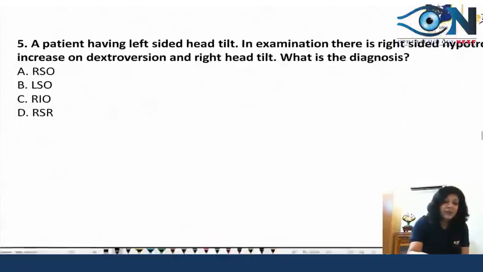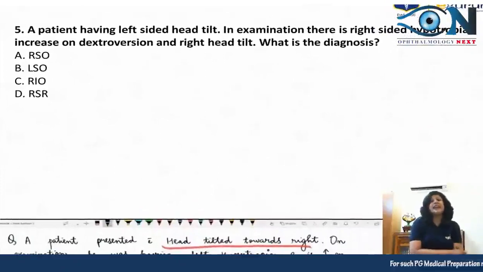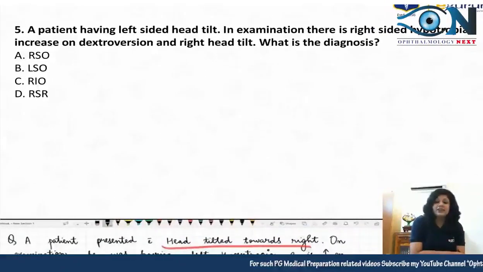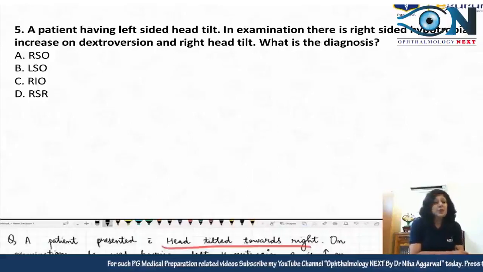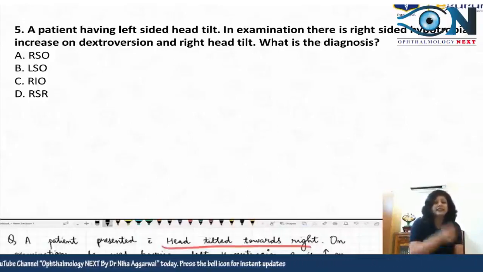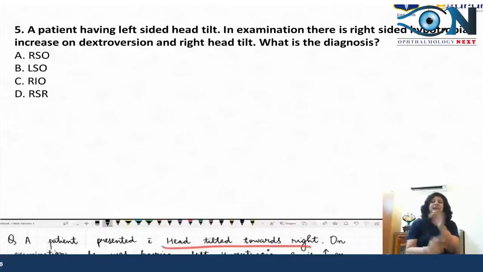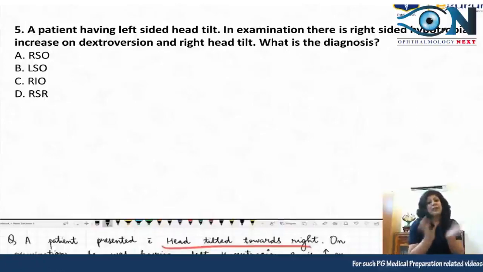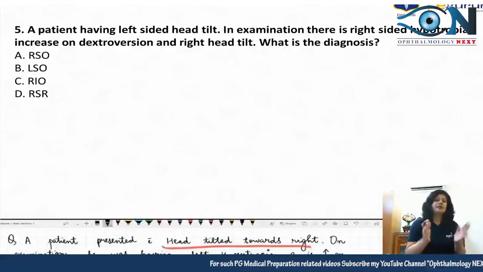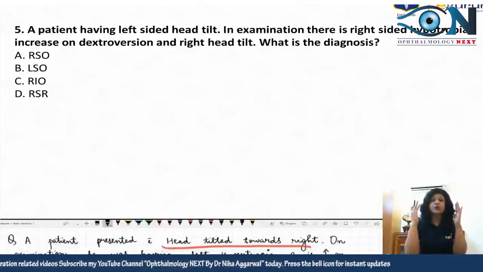So let's do one more time. Yeah. So patient having left-sided head tilt. In examination, there is a right-sided hypotropia. It is increasing on the dextroversion and with the right head tilt. And I told you, don't go with that triangle formula, because you will not be having that pen and paper in the exam to do all this. So we will do it more of a theoretical one in our mind.